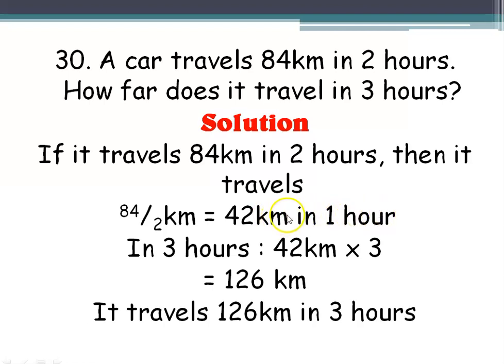Now that I know the number of kilometers it travels in 1 hour, in 3 hours it will just be 42 kilometers times 3. And that will give me 126 kilometers. So it means it travels 126 kilometers in 3 hours. Is that taken? Okay.